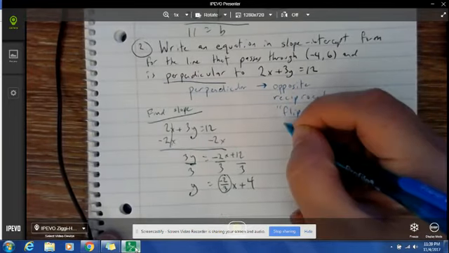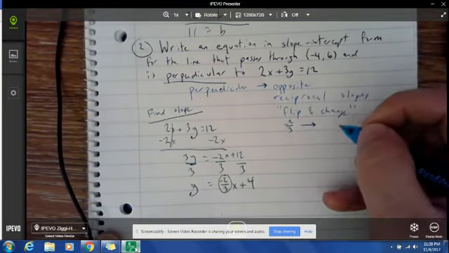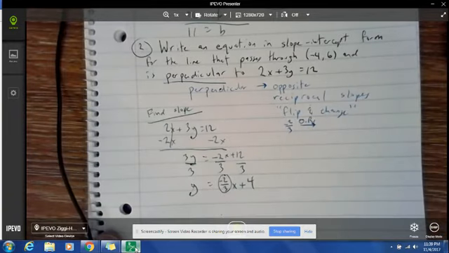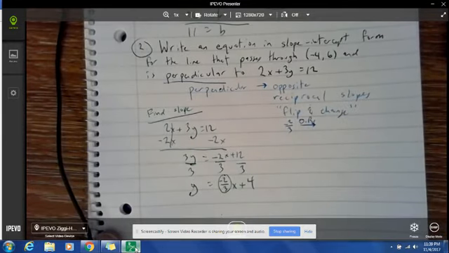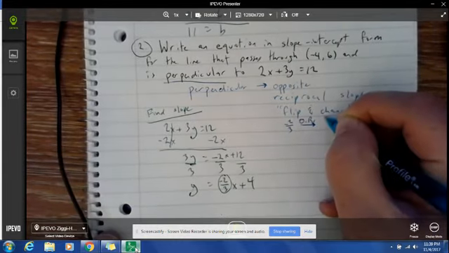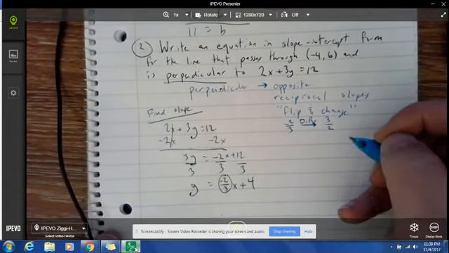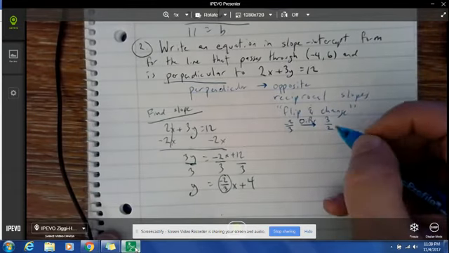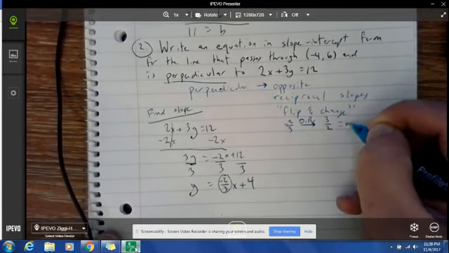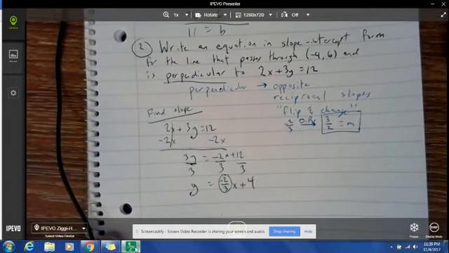But we don't want that slope. What we want is the opposite reciprocal of -2/3. And so we're going to flip this over, so make it 3/2. And since this was negative, change the sign, and this is now positive. So this is the m of the line that we're looking for.